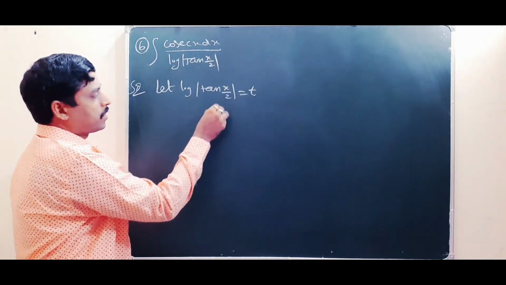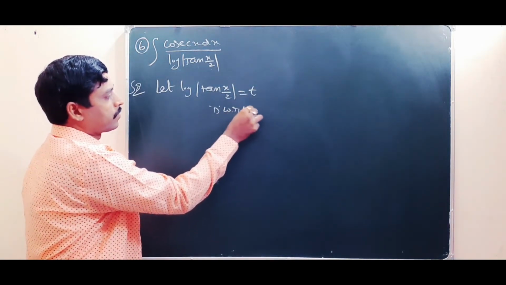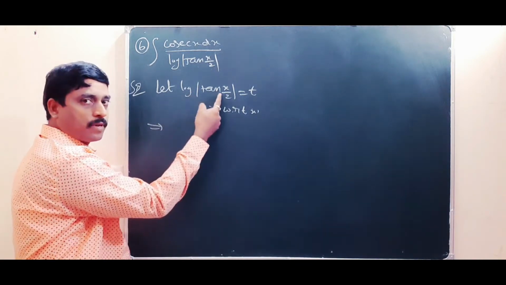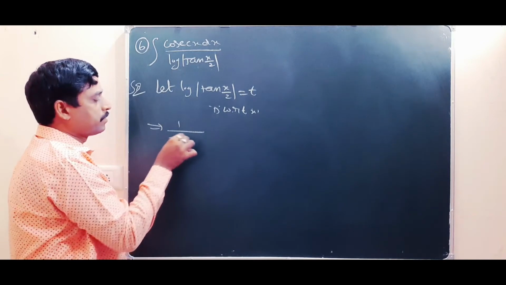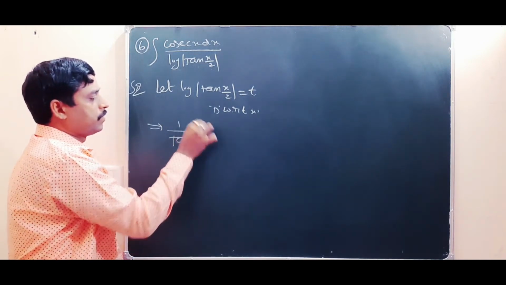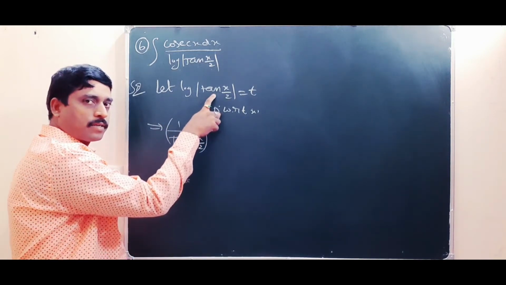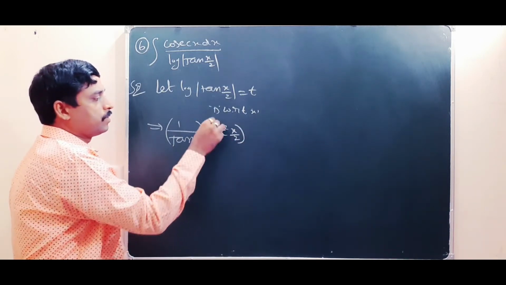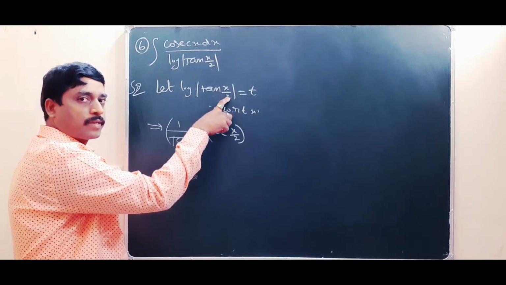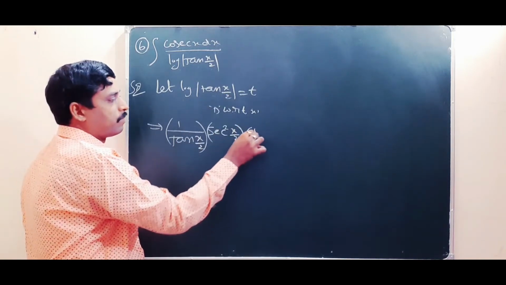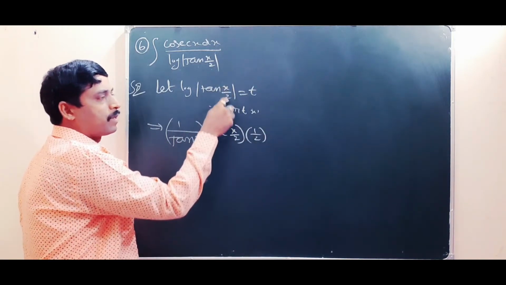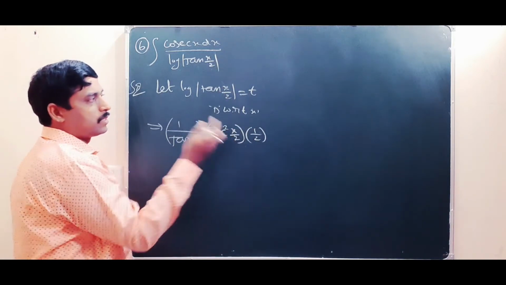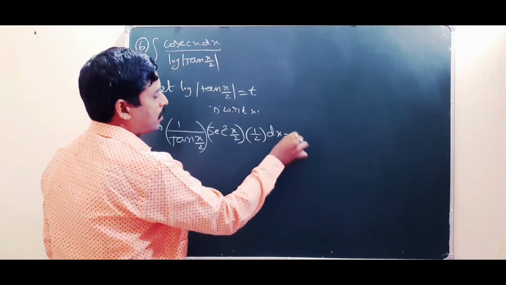Now differentiate on both sides with respect to x. The differentiation of log of tan x by 2 is 1 by tan x by 2 into the differentiation of tan x by 2, which is secant square x by 2 into the differentiation of x by 2. We have 1 by 2 as a constant, and the differentiation of x is 1. So, by using the chain rule, into dx is equal to dt.